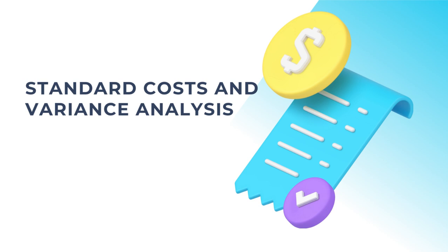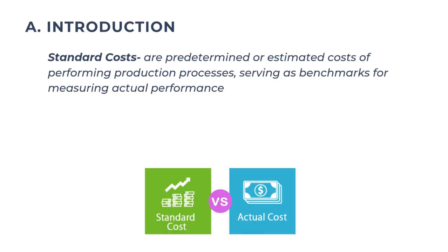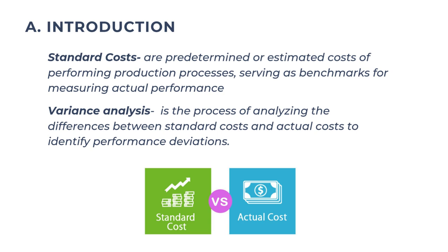In this video, we'll explore standard costing and variance analysis, two essential tools that help businesses manage performance, control costs, and make smarter decisions. Let's begin with the basics. Standard costs are predetermined estimates of how much production should cost. They serve as a benchmark. Variance analysis is the process of comparing these standard costs to actual costs to measure performance. Together, they support better cost control, efficiency, and informed business planning.